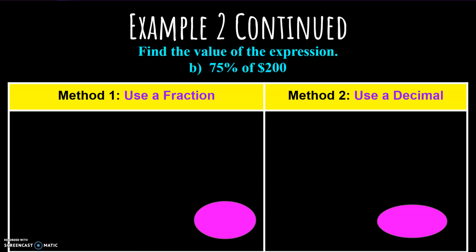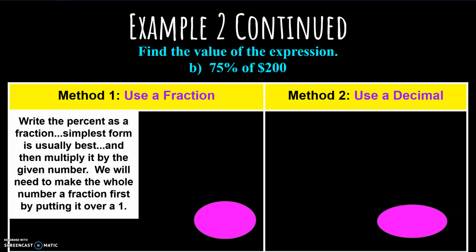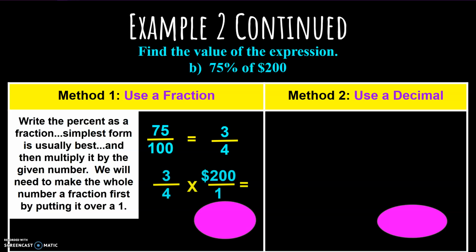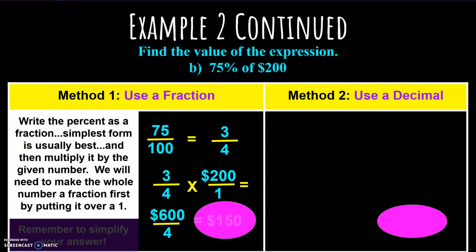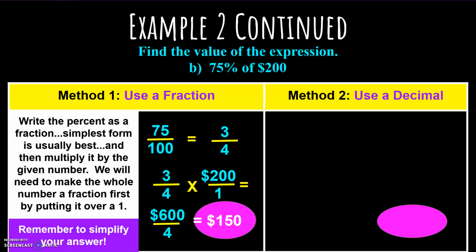Let's look at the next one. 75% of $200. Using bigger numbers here, bigger percent, bigger number. We're trying to find the percentage of. Does not change anything. We're going to write 75% as a fraction in simplest form. 75%, stick it over 100, it equals 3/4. 3/4 times 200, which we've stuck over 1 because it's a whole number, gets us 600 over 4. 600 divided by 4 is 150. And we're dealing with dollars, so we're going to put the dollar sign in front of it.